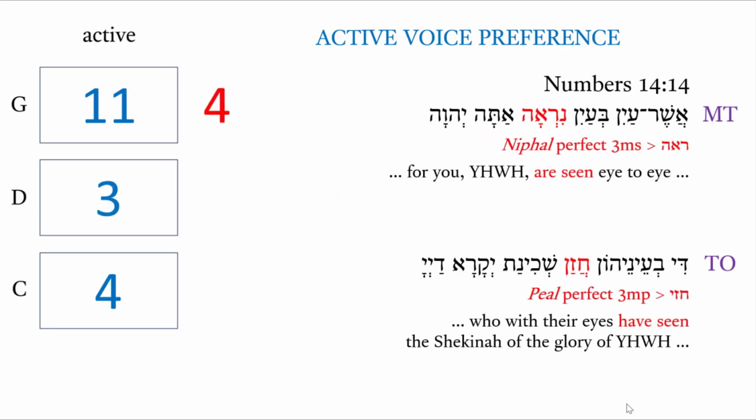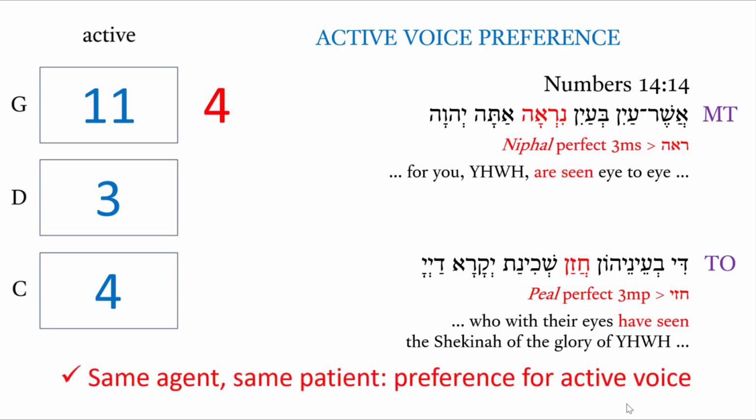Okay, getting low on our remaining number to explain here. "For you, Adonai, are seen, eye to eye," versus "who with their eyes have seen the Shekinah of the glory of Adonai." Again, same agent, same patient, preference for active voice. Now we're getting a little bit away from formal equivalence because of the insertion of other ideas.